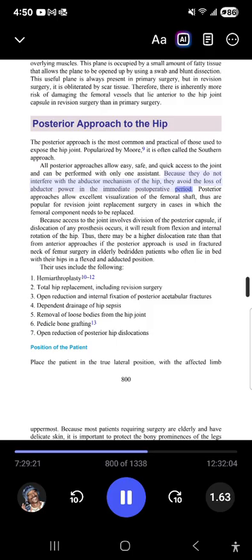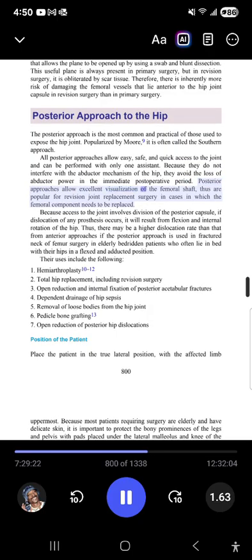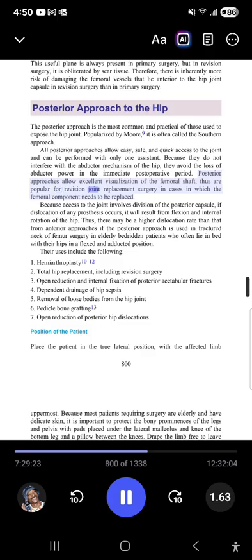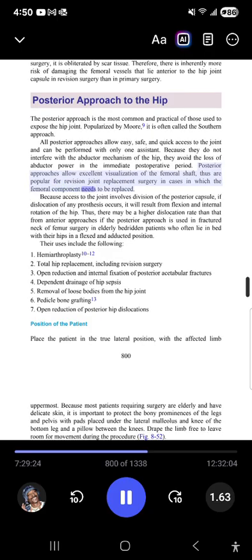the immediate postoperative period. Posterior approaches allow excellent visualization of the femoral shaft, thus are popular for revision joint replacement surgery in cases in which the femoral component needs to be replaced.